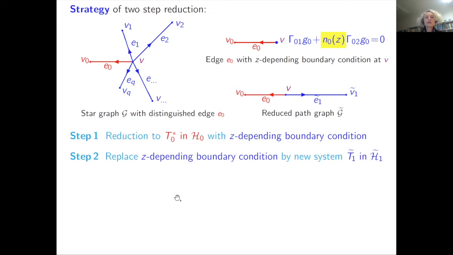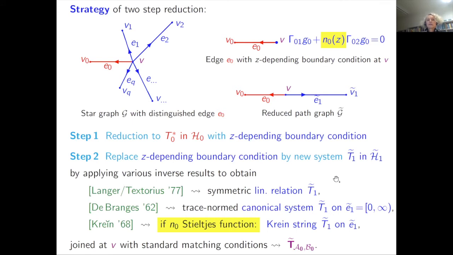Well, here we don't do so much ourselves, but we use a number of very strong inverse results, because it is known that since N0 is a Nevanlinna function, we can apply various inverse results to obtain that we can join to this original E0 and T0, the symmetric linear relation on the distinguished edge, always a symmetric linear relation T1 tilde. And joining here at this V means with standard matching conditions. So even if we started with something with A and B at this reduced system, at the end it will be standard matching conditions at V.